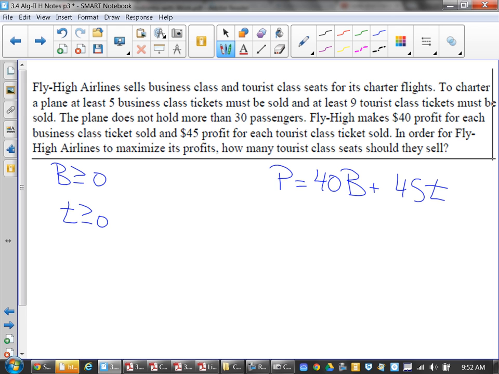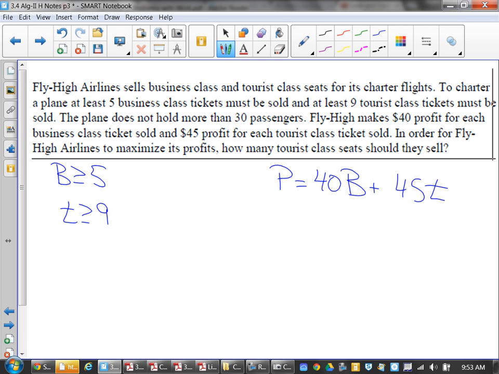But if you go back into the problem, it says that at least 5 has to be sold. At least, is that a greater than or equal to or less than or equal to? Greater. It's greater than or equal to. So what I'm going to do here, instead of saying it just being at 0, it's got to be at least 5. Sometimes it works like that where you don't have to worry about the 0 being a lower boundary. Okay? Sometimes it might be a different value. And we do the same thing with the tourist thing. How many did you have to have at least? 9. So we know that you have to sell at least 5 of those and 9 of the others to get the plane to go.